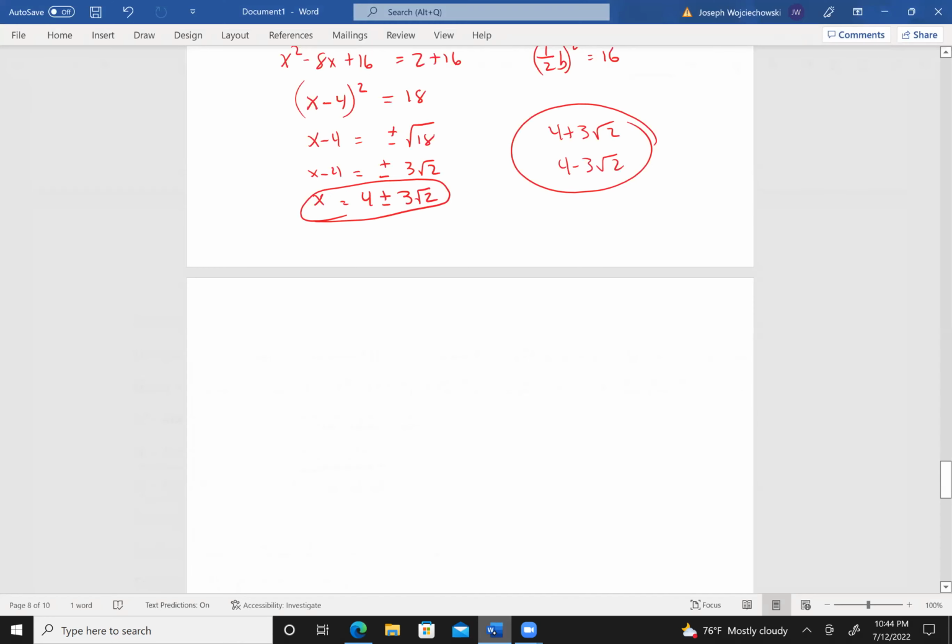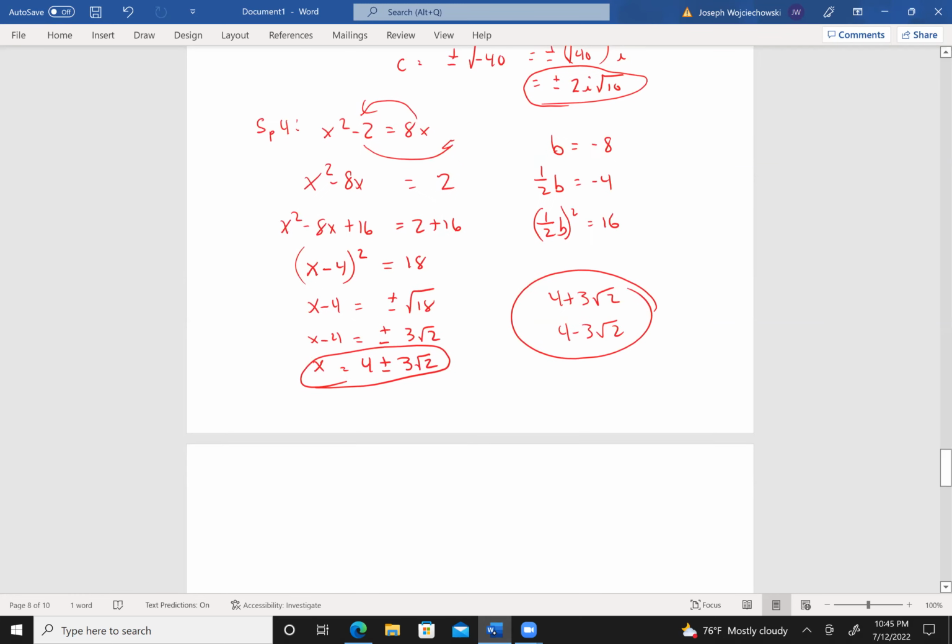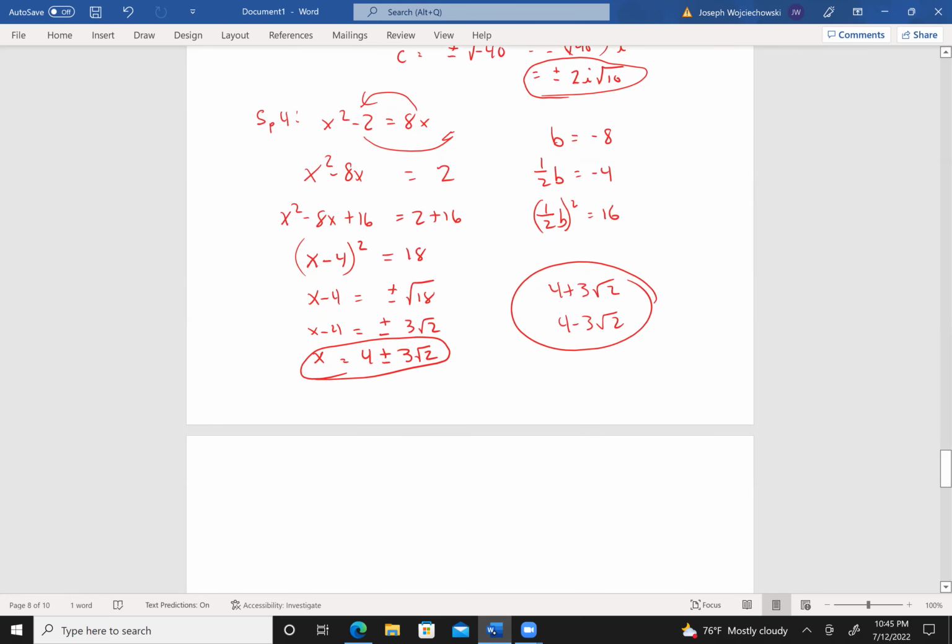So let's look at a couple of these, see what we've got. Solve the equation. I don't want to use that. So let's look at, actually, let's just look at this one. Let's take this equation here. X squared minus 2 equals 8x.